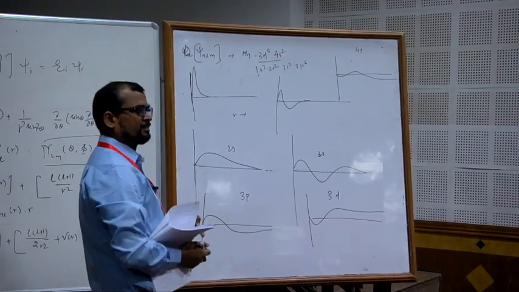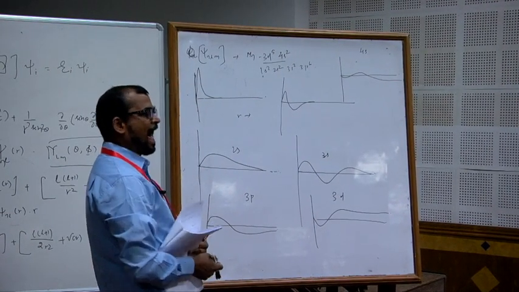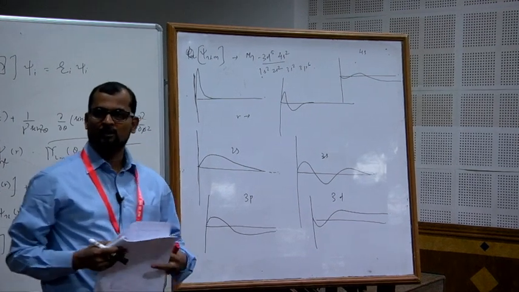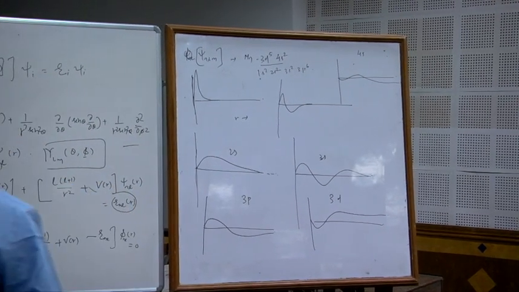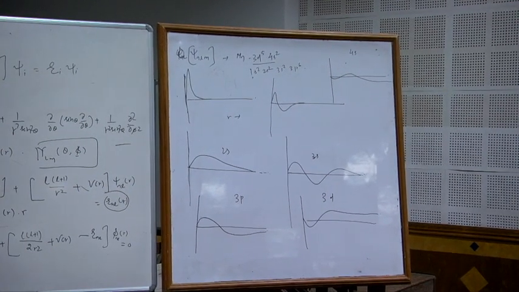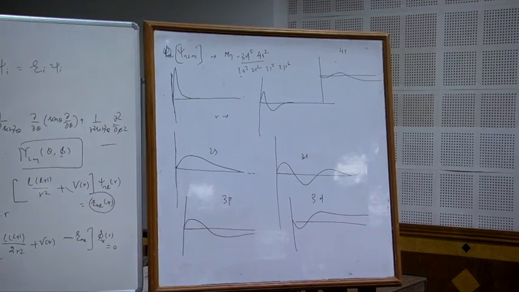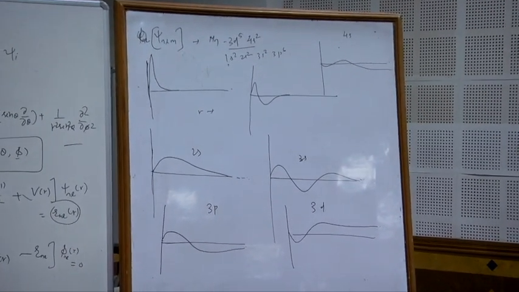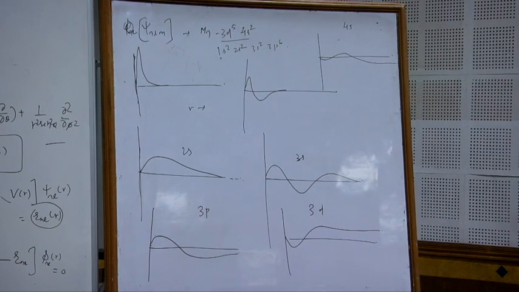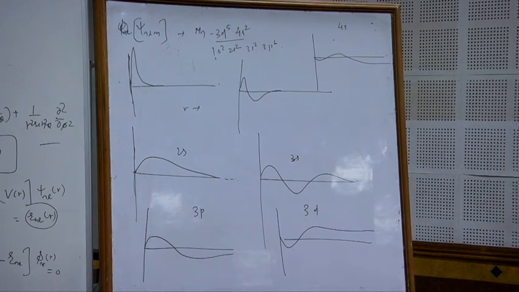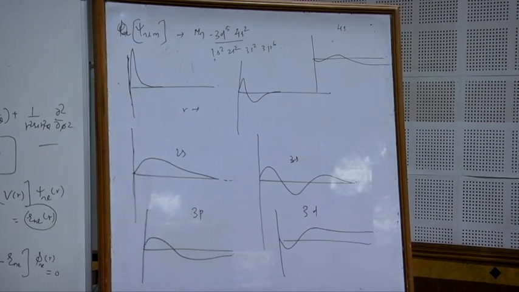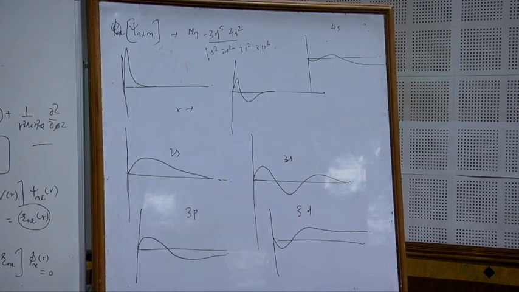Now, two things are clear from this. Is that r squared times the radial, or just the radial part of the wave function? The one which you have plotted is r squared times the radial part.